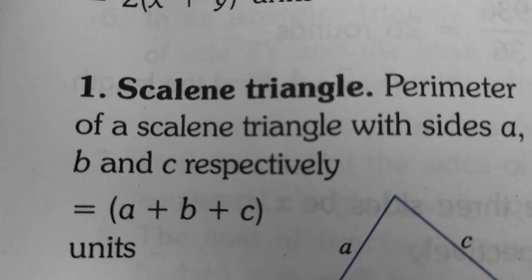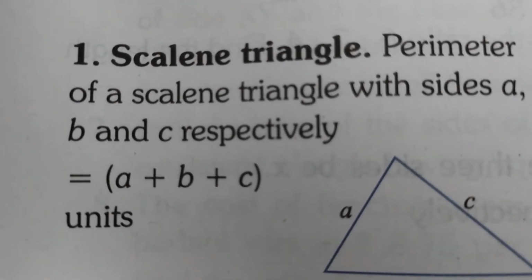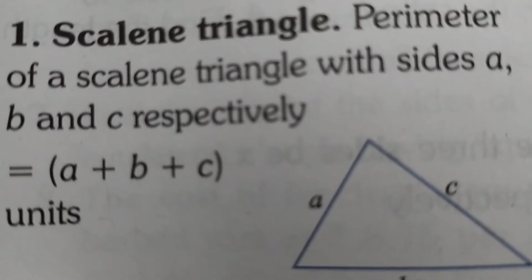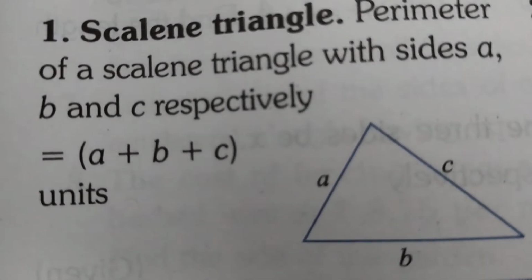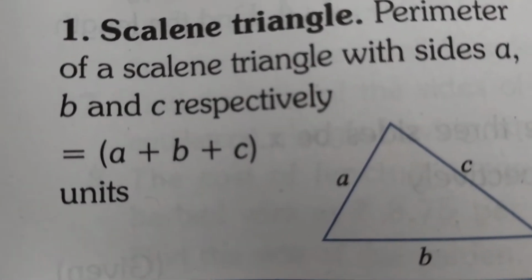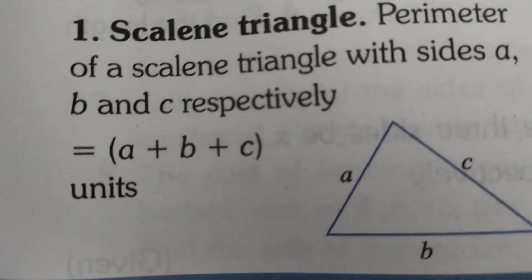Perimeter of a scalene triangle with sides A, B, C. Here is a scalene triangle. Scalene triangle means no side is equal. All the sides are different in their lengths. But it is a triangle. It is a closed figure.